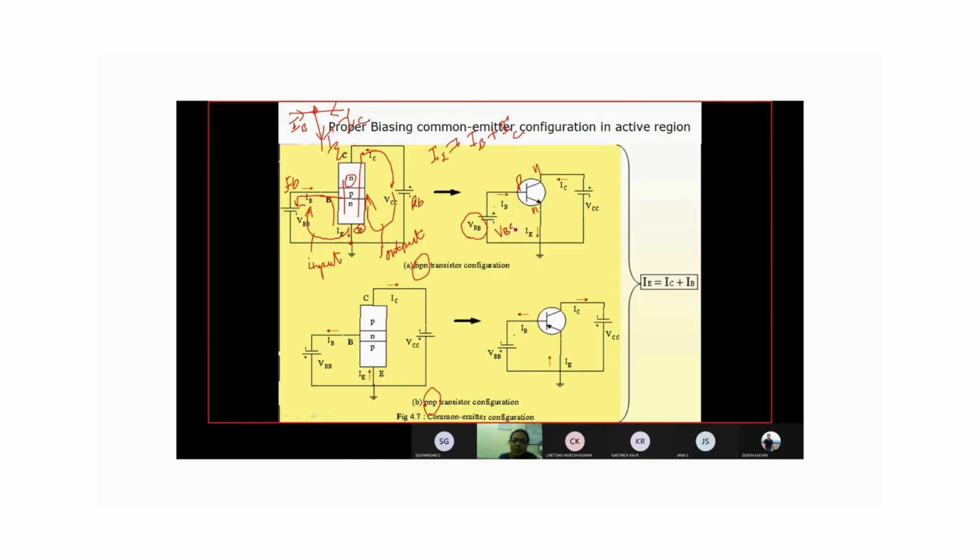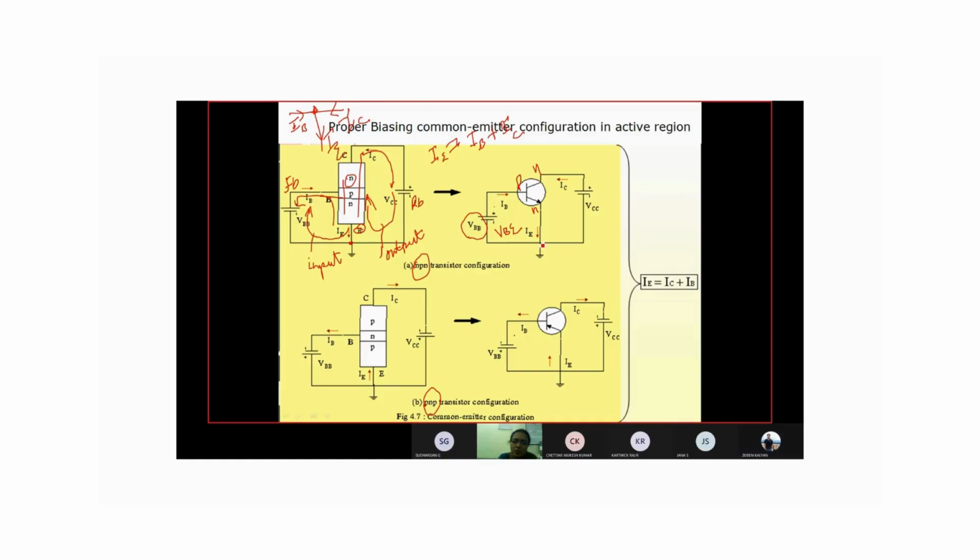VBE. What is VBE? What is VBE, boys? Ma'am, VBE. Voltage across base and emitter. Or we can name it as VBB also. Nothing wrong in that. The meaning of this is voltage at the base with respect to emitter.